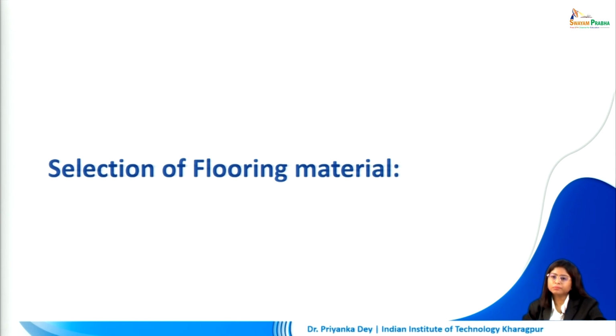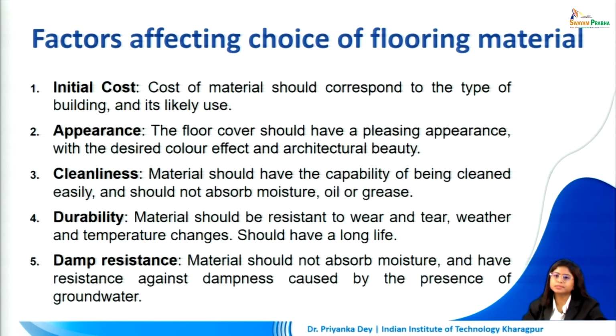Before we select flooring material, we have to consider various parameters before we make that choice. Some of the factors that affect flooring material include the initial cost. The cost of the material should correspond to the type of the building and its likely use. So if you are dealing with a public building, a busy building with a lot of foot traffic, it requires materials which are very durable, that can last for a long time and also resist higher foot traffic. In that case we might go for a more expensive flooring material as opposed to a simple residential building where not much usage is expected.